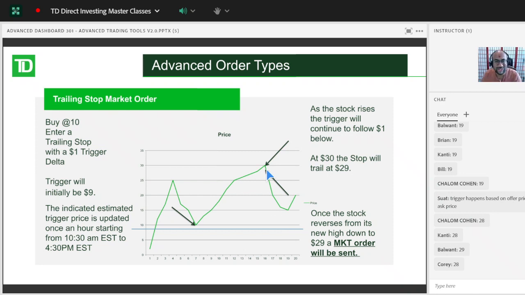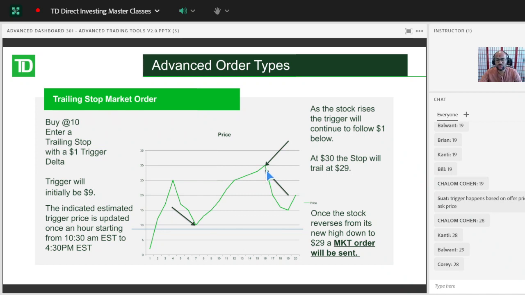Ooh, this is a trick question, guys. Balwan, you nailed it. Remember what I mentioned, that it will only follow the stock up to the last highest price. So that means $30 was the last highest price. If it starts falling to 29, the trigger will not adjust to 28. It will remain at 29 since the last highest price was $30.